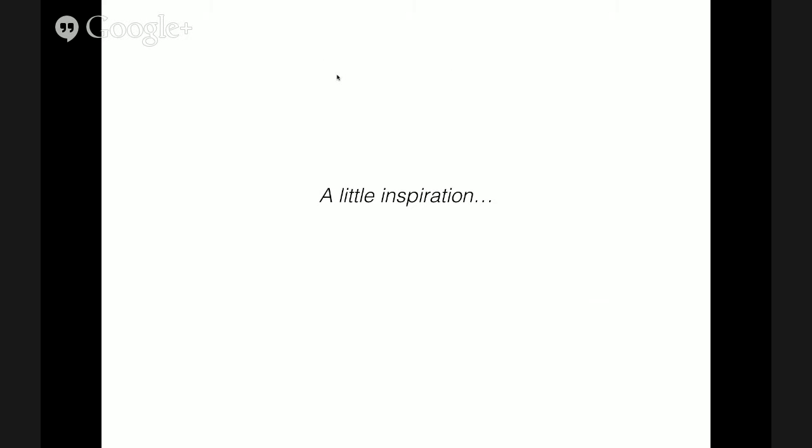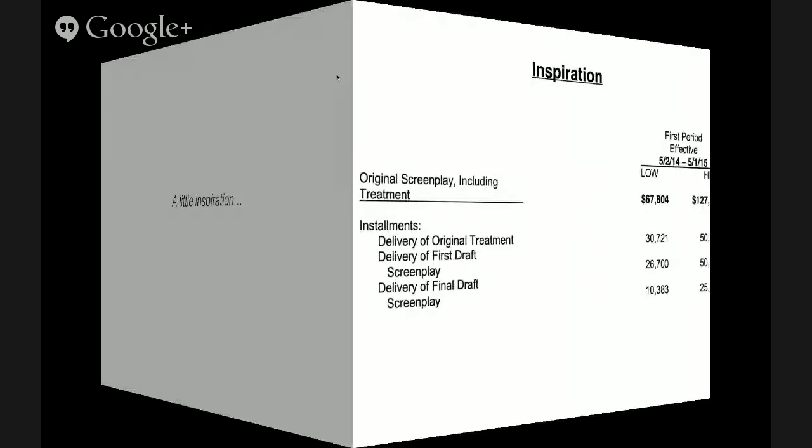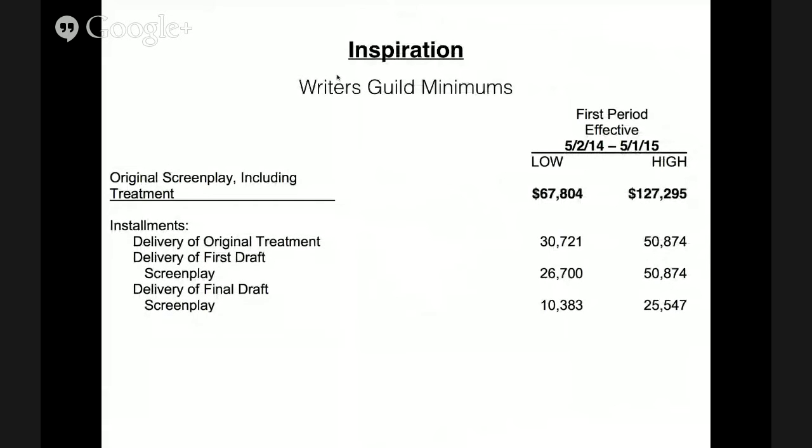Okay. Now a little inspiration. Let's bring it up a little bit. This is the Writers Guild minimums for an original screenplay, including a treatment. It's effective right now, so hurry up and get your numbers. Let's look at this in depth for a second. $67,804 for, I believe, a below $5 million movie. That's what, if you're Writers Guild, your minimum payment for the script would be.